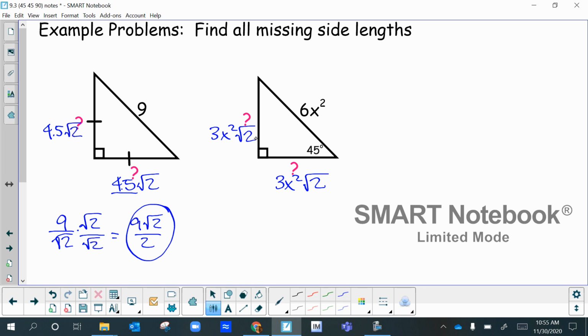Okay, and if you want me to show proof over here, I can do that. 6x squared. We need to divide it by radical 2 because that's what we do whenever we're given the hypotenuse. You cannot have a radical in the denominator. So we're going to multiply 6x squared times radical 2 over 2. Does the 6 and the 2 simplify? Yes, they do. 3x squared radical 2.